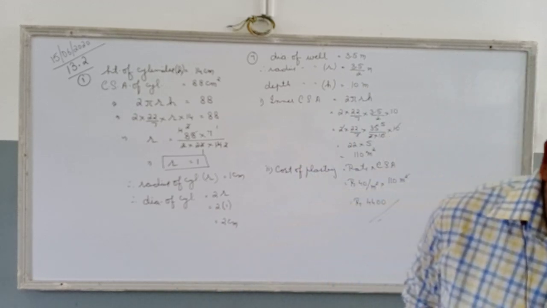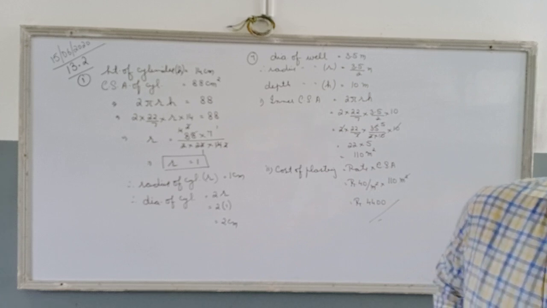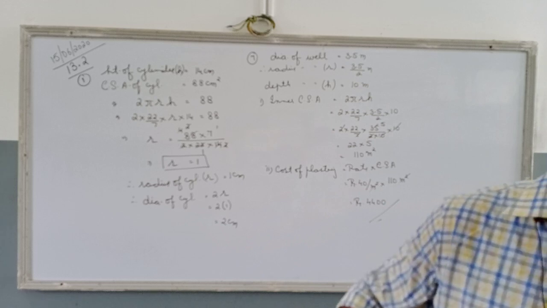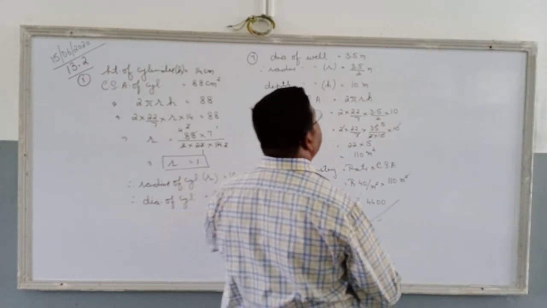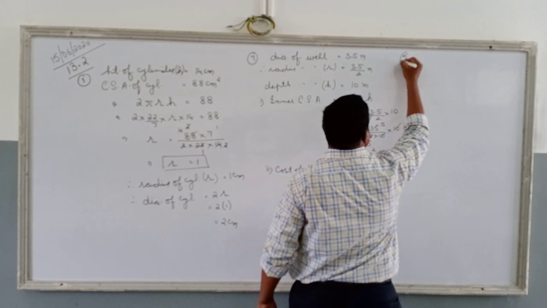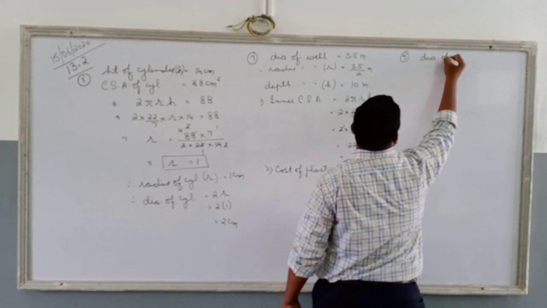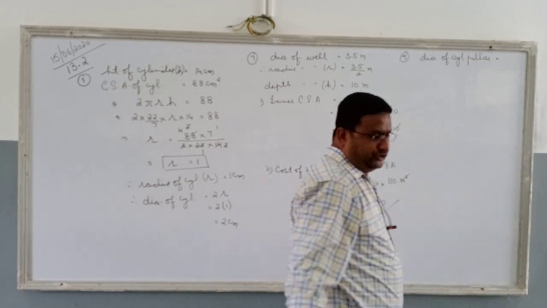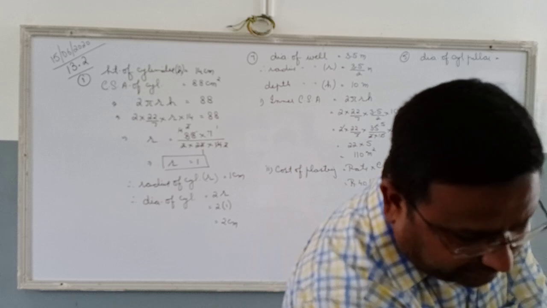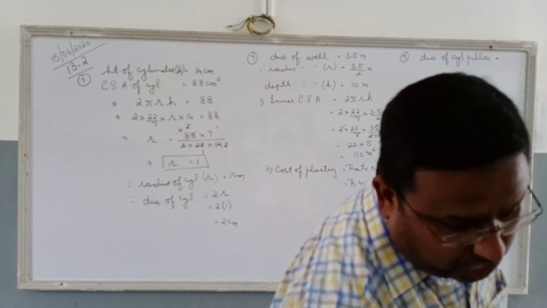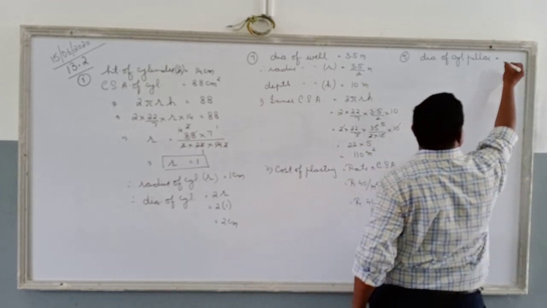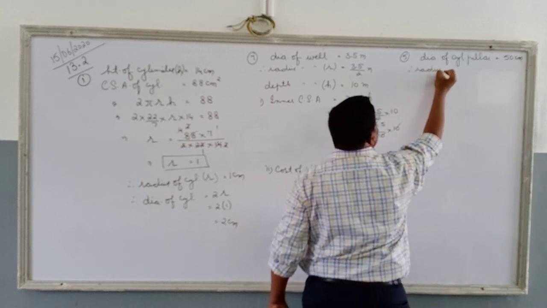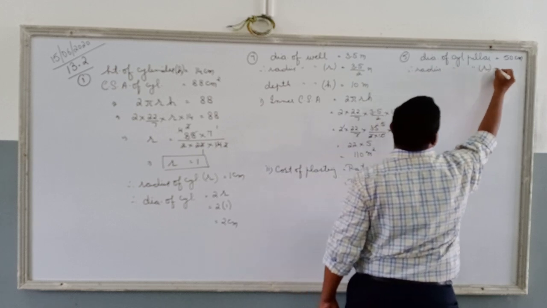Now we come down to second part, fifth question. Again same. A cylindrical pillar 50 centimeters in diameter and 3.5 meters in height. Again he is talking about a pillar. Diameter of cylindrical pillar is equal to how much? Sorry, 50 centimeters. 50 centimeters. So therefore, again, radius of cylindrical pillar r is equal to 25 centimeters.